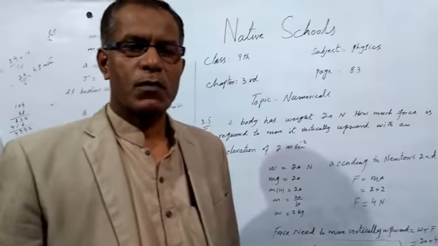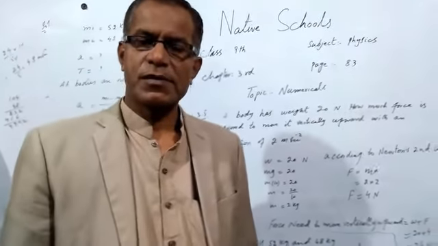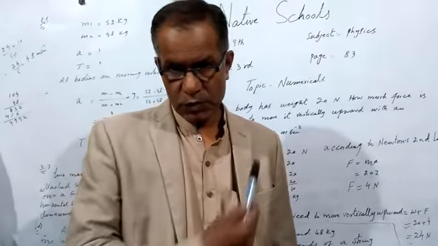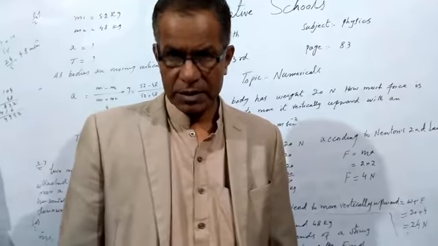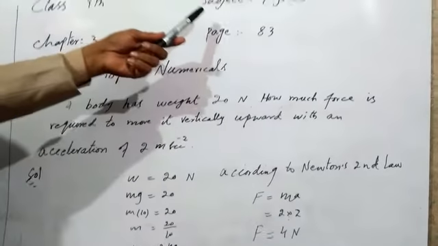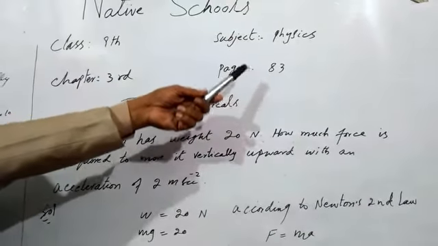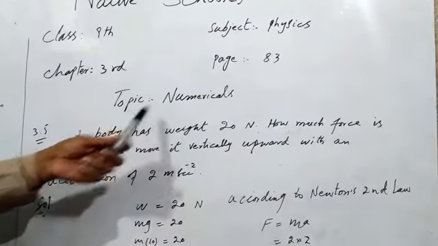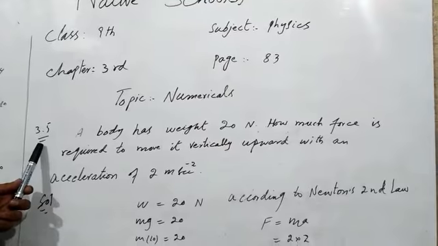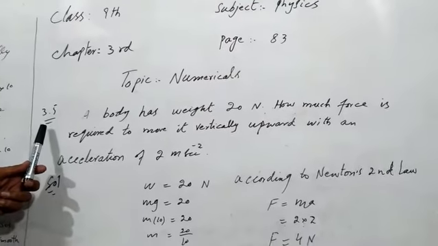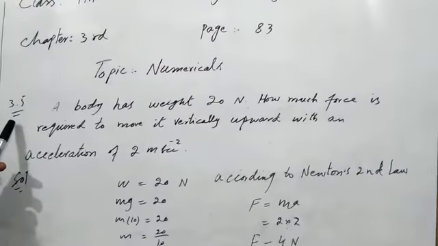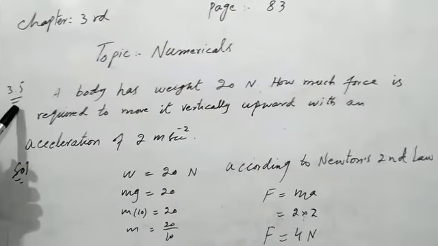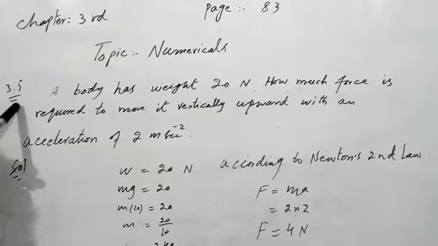Today we will learn some numericals of chapter number 3. So let us start our lecture. Today our subject is physics, page number 83. Topic is numericals. We solved 4 numericals in our previous lecture. Today we will discuss question number 3.5.